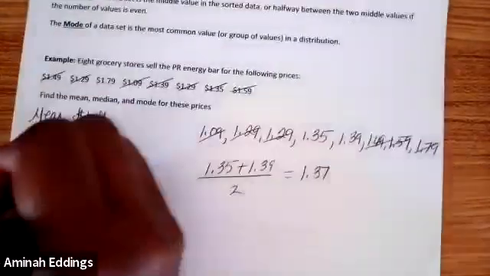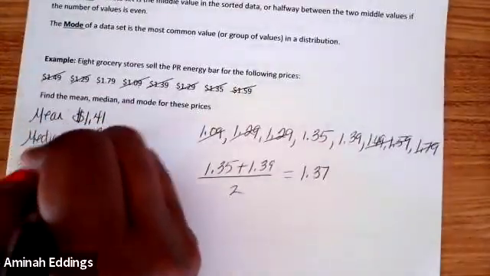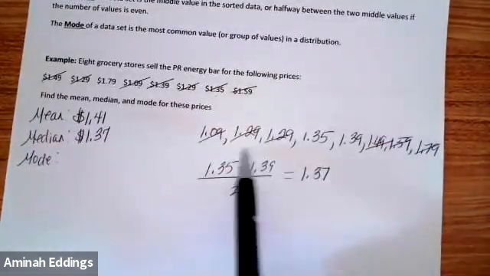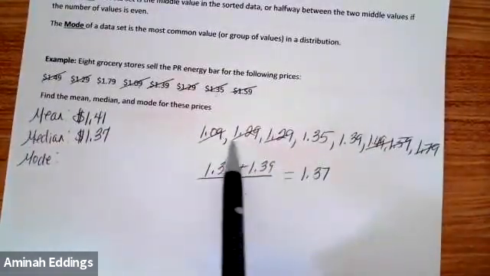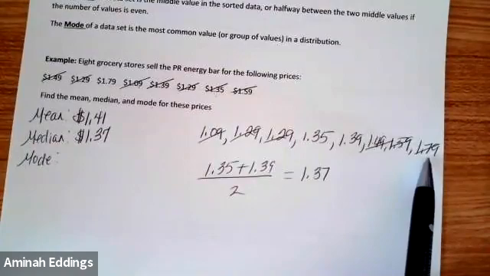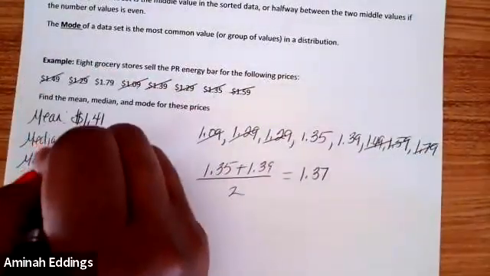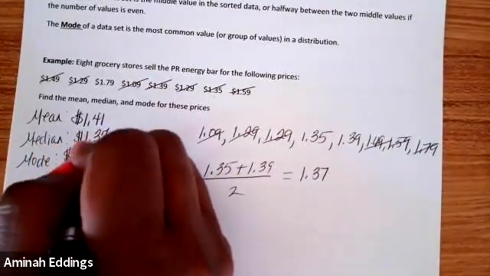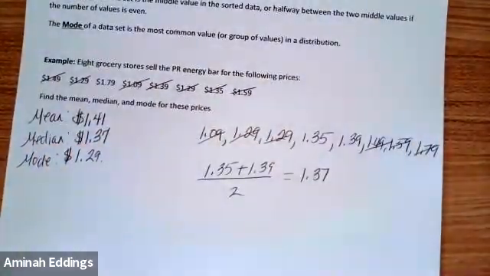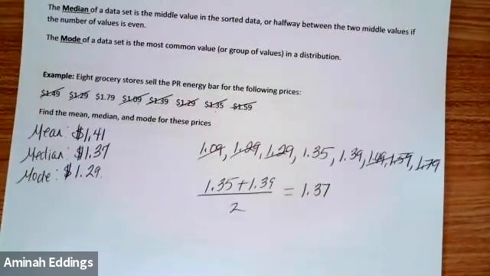And then our mode is the number that pops up the most. When our numbers are in order, we can see which one we see the most of. And you'll see here that mode is going to be $1.29. Okay, questions there?